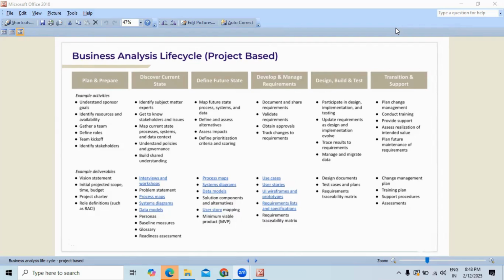Resources means how much manpower you require. You can categorize resources into two different directions: one is technical resources, the second is manpower resources. Technical resources means what technology is required to develop the solution. Sometimes we are developing on-premise solutions, or sometimes some cloud-related infrastructure is required to develop a solution. So technical resources come into the picture, point number one.